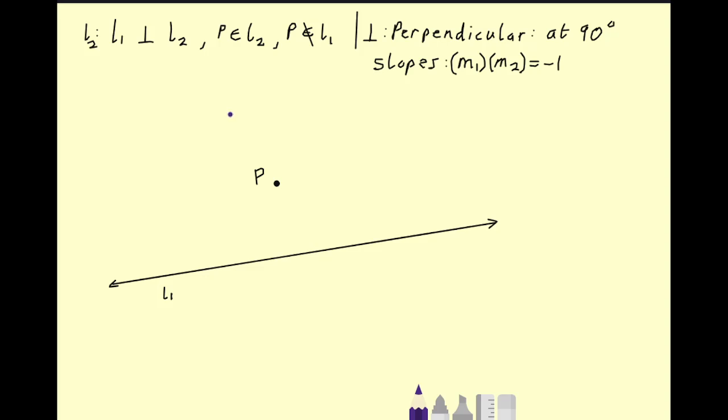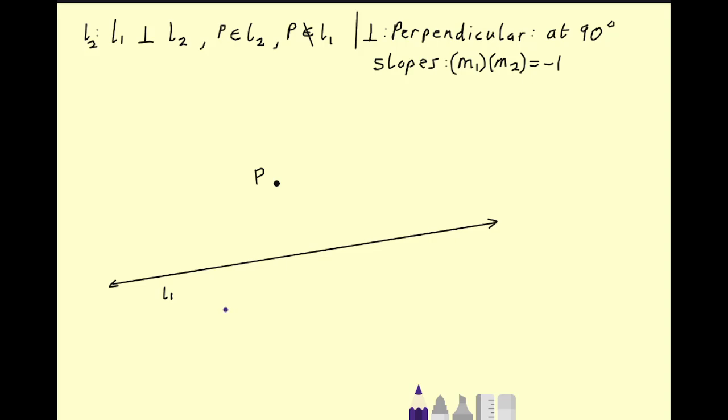Hello, now we are going to look at construction 3. In construction 3 we are going to construct a straight line that is perpendicular to an original line that we're given. Here I've called it L1, and the line we construct is also going to go through a point P, and P is not going to be on the original line L1.